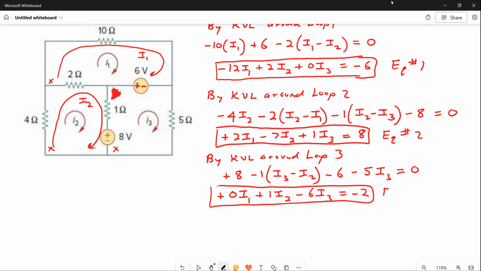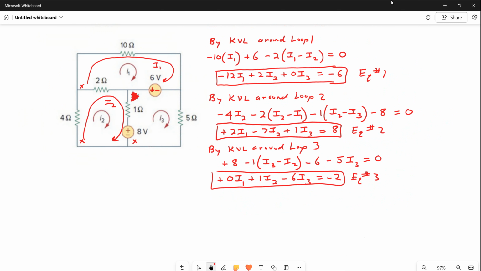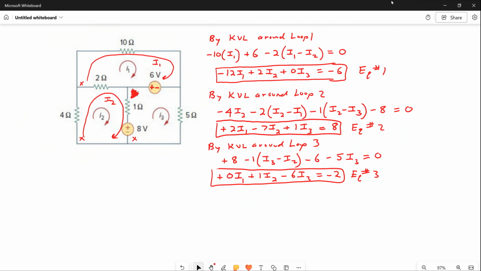That's equation number 3. 3 equations, 3 unknowns. And you solve those simultaneously using your calculator or matrices or whatever. And what we end up with here is x1 is equal to 0.329 amperes.